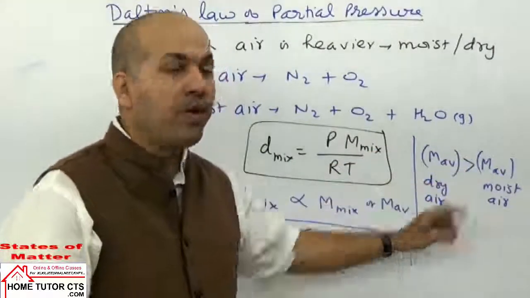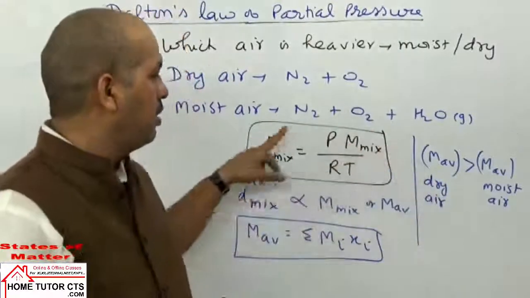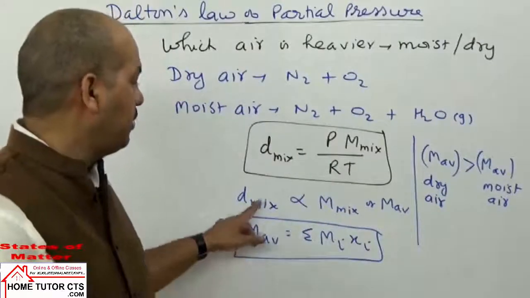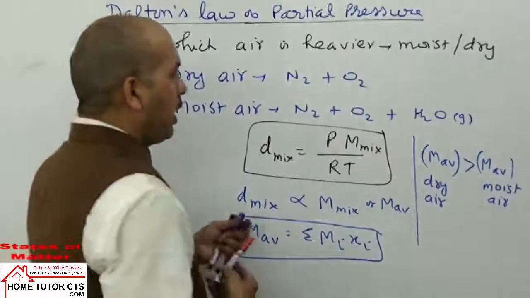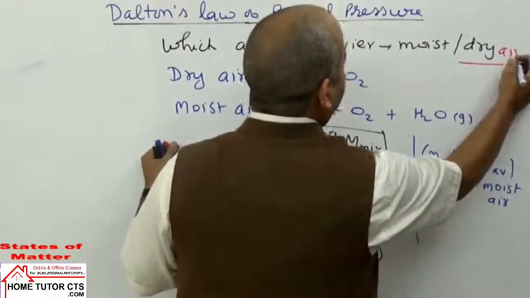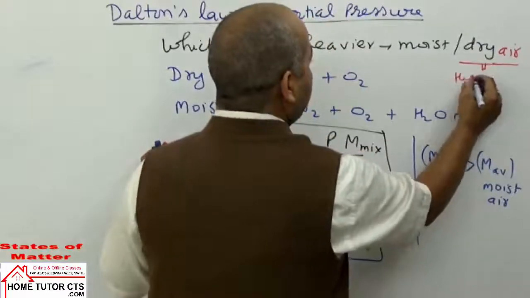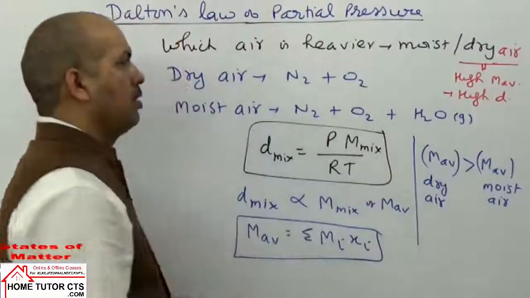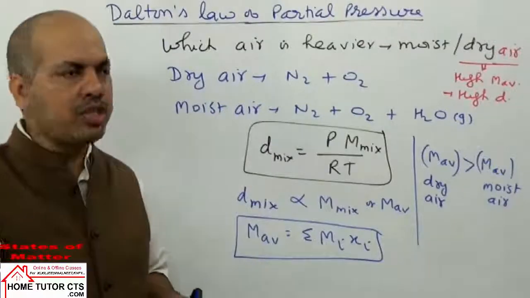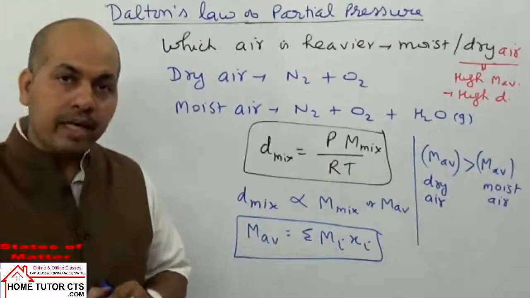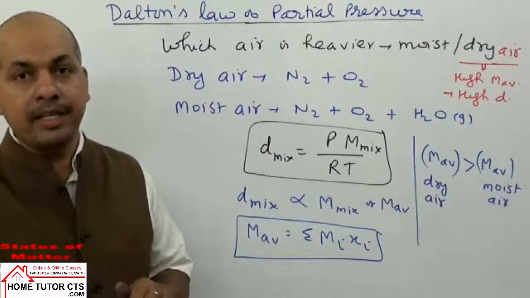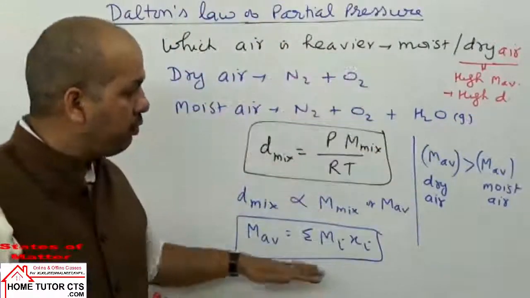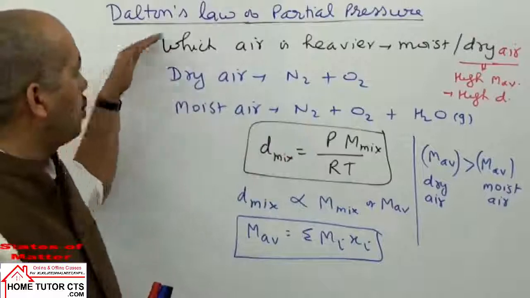Since it is higher, what happens? Whichever gas has the higher average molar mass will have higher density. So in this case, what is the answer? The answer is dry air. Dry air will have higher average molar mass, so it will have higher density. So don't get confused in such questions. You need to find the average molar mass, then whichever gas has the higher average molar mass will have higher density. So different kinds of questions are possible on this topic, Dalton's law, which I have explained to you.